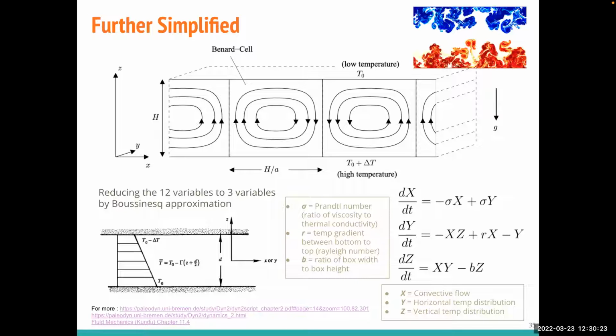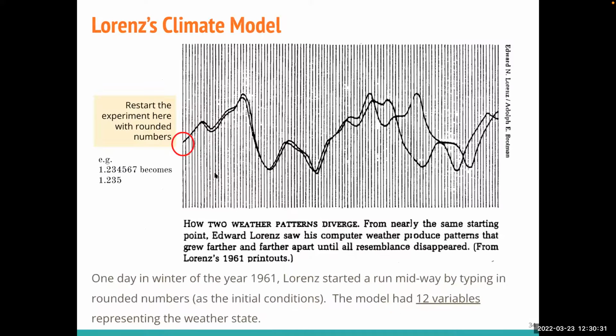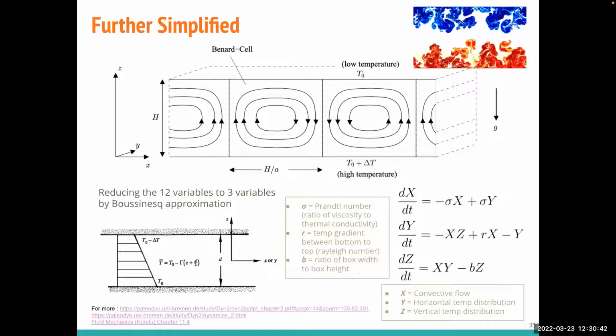And then he turned that into 12 equations. Of course, he had 12 variables in this simulation. And then he simplified the system into 3 equations to show the butterfly effect. So the 3 equations are shown in here, X, Y, Z.